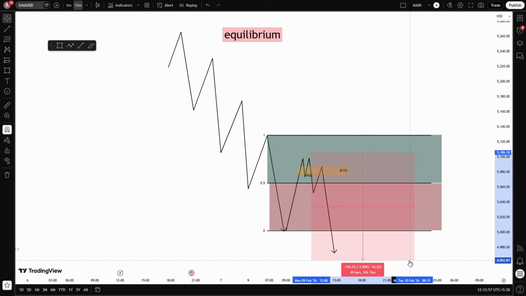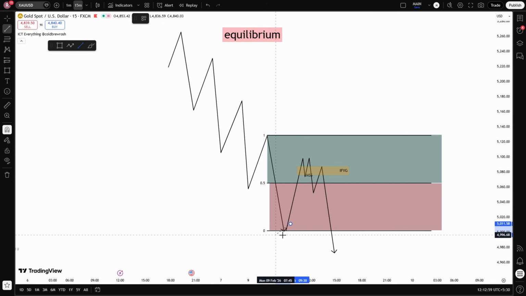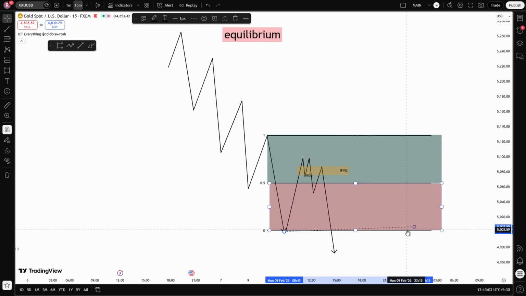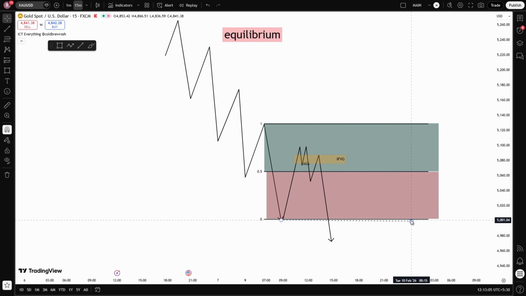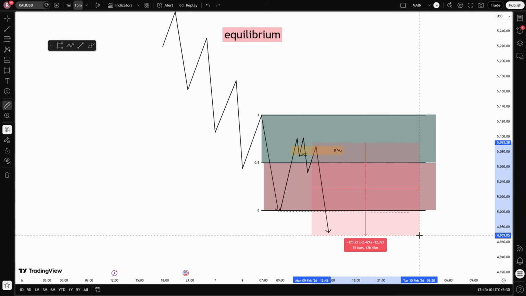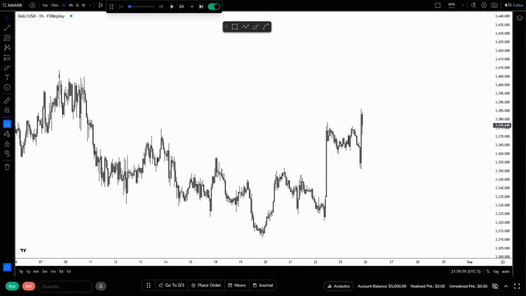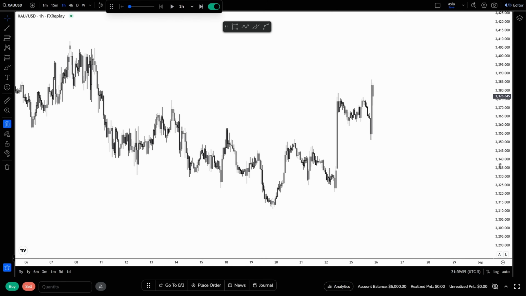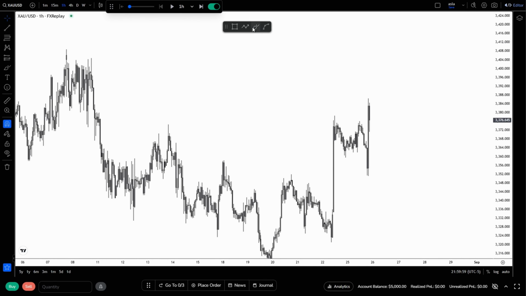And where do we expect price to go next? Below the previous low, because equilibrium is a continuation confluence. And in a downtrend, continuation means more lower lows and lower highs. So naturally, the next move is another lower low. Beautiful. Now let's look at this directly on the candlestick chart, because for some traders, seeing it visually makes everything click.